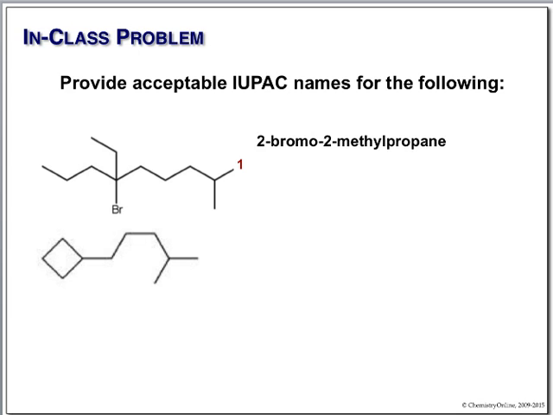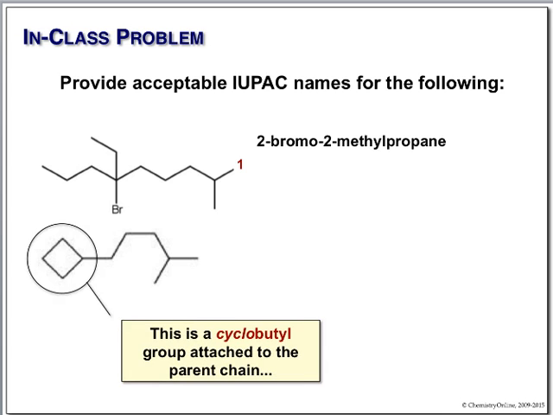Lastly, you look at this and say, oh my gosh, what is this? It's a square tacked on the end, isn't it? Well, we're going to do cycloalkanes in the next chapter, and we're going to refer to this as a cyclobutyl group. 4 carbons, it's a butyl. Cyclo, they're in a ring. So we're going to deal with this just as a substituent.